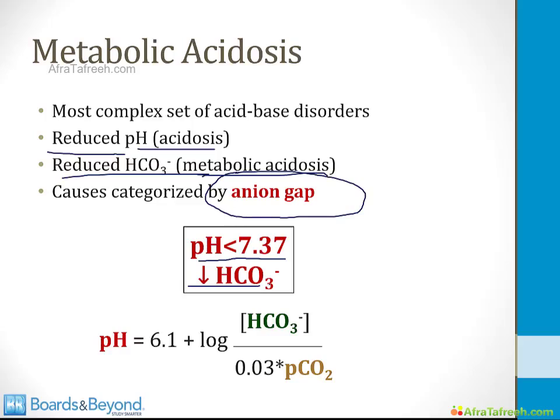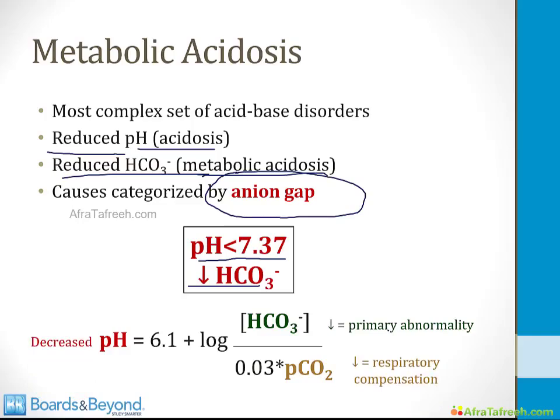And if you look at the Henderson-Hasselbalch equation at the bottom of the screen, in all of the metabolic acidosis disorders, the bicarbonate level is reduced. That's the primary abnormality. This causes the pH to fall, and then the compensation by the lungs is to decrease the PCO2. In order to do this, the respiratory rate will increase and there will be hyperventilation. That's the normal physiologic response to a metabolic acidosis.